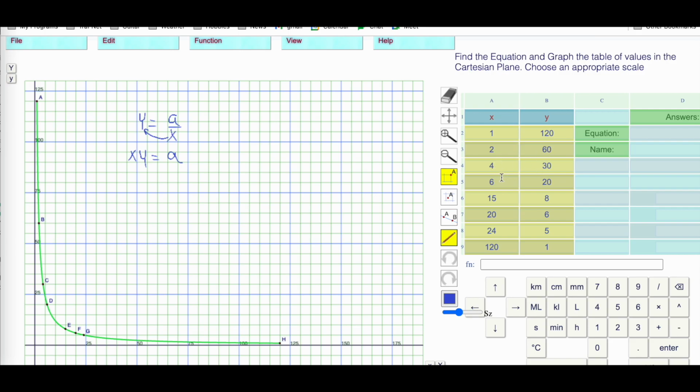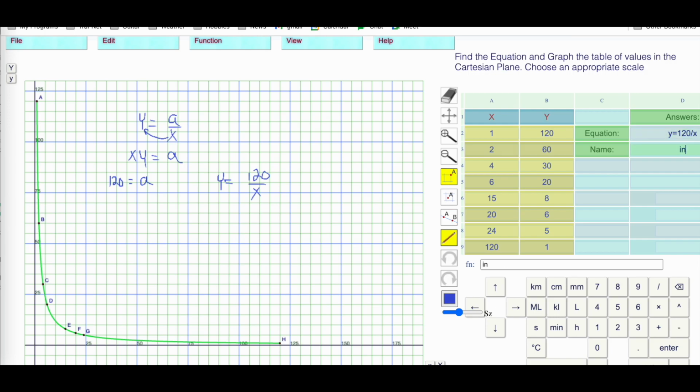4 times 30 is 120. 6 times 20 is 120. 15 times 8 is 120. 20 times 6 is 6 times 20, and so on. Okay, they're all 120. Our A value is 120, and that gives us Y is equal to 120 over X. Our equation is Y is equal to 120 over X.